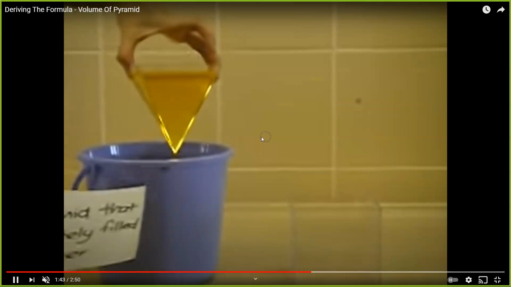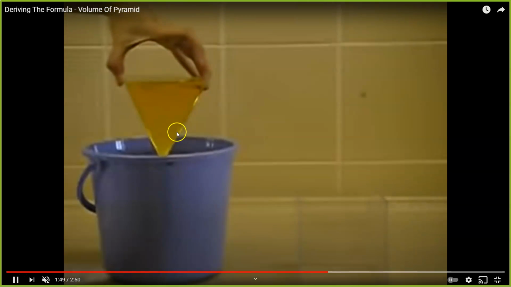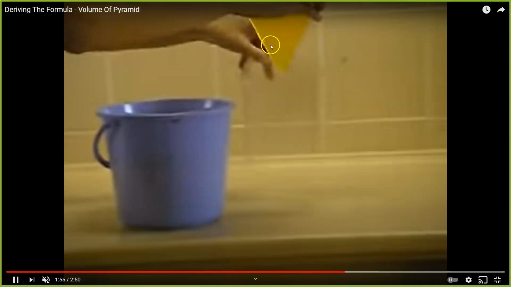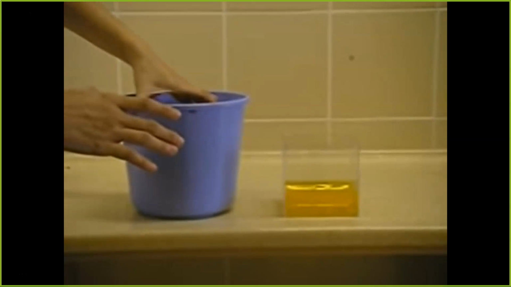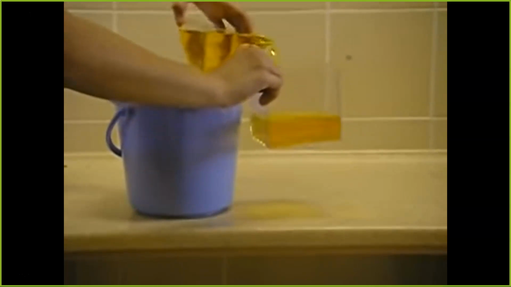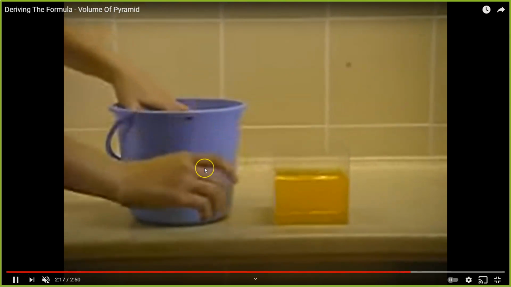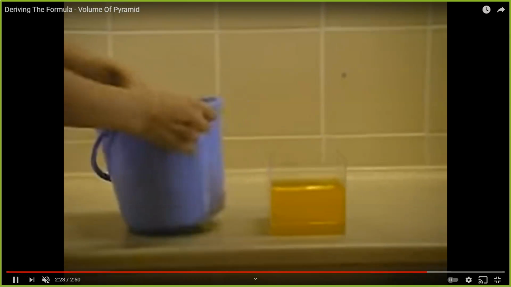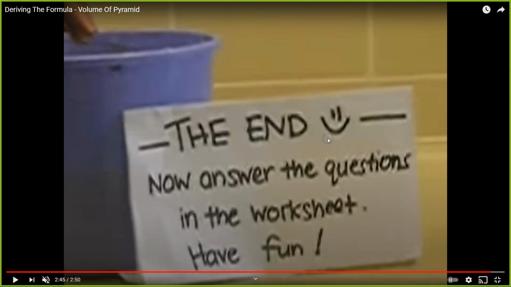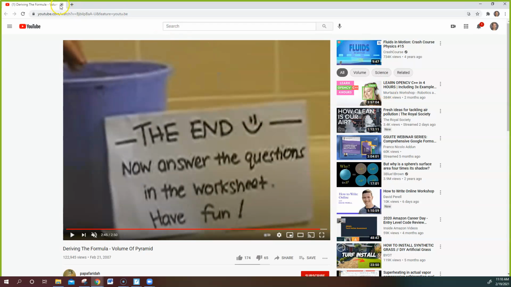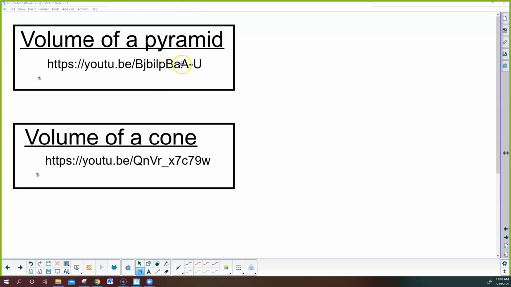All right, let's watch. Let's see. So a pyramid that is completely full of water, so that represents the complete volume of one pyramid. And you can see it's not perfectly filled, but we're making an assumption that it is perfectly filled. So there's 2. And quick pour, but 3. It took 3 of those pyramids to fill up that prism or cube.